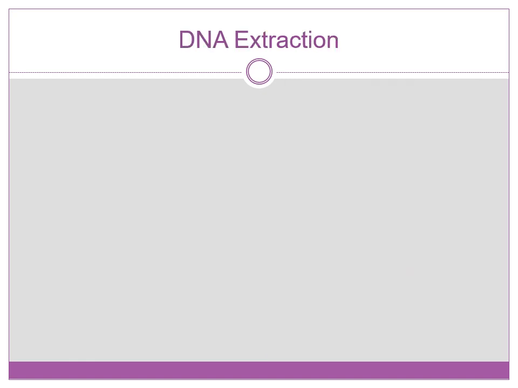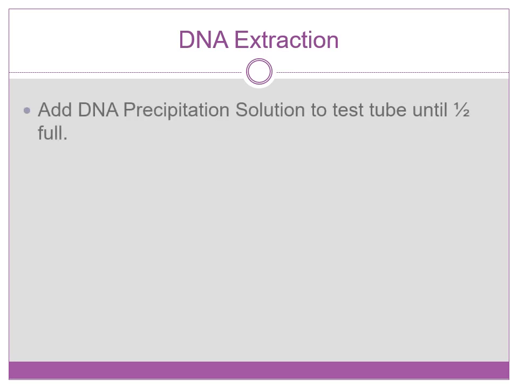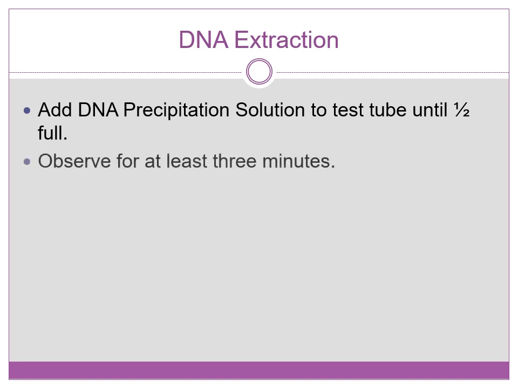After 15 drops have been added to the test tube, you would then add DNA precipitation solution to the test tube until the test tube is about half full. The precipitation solution usually consists of some kind of alcohol that has been chilled prior to an experiment for DNA extraction. Once the alcohol or precipitation solution has been added, you would observe for 3 minutes. This is to allow separation within the solution.